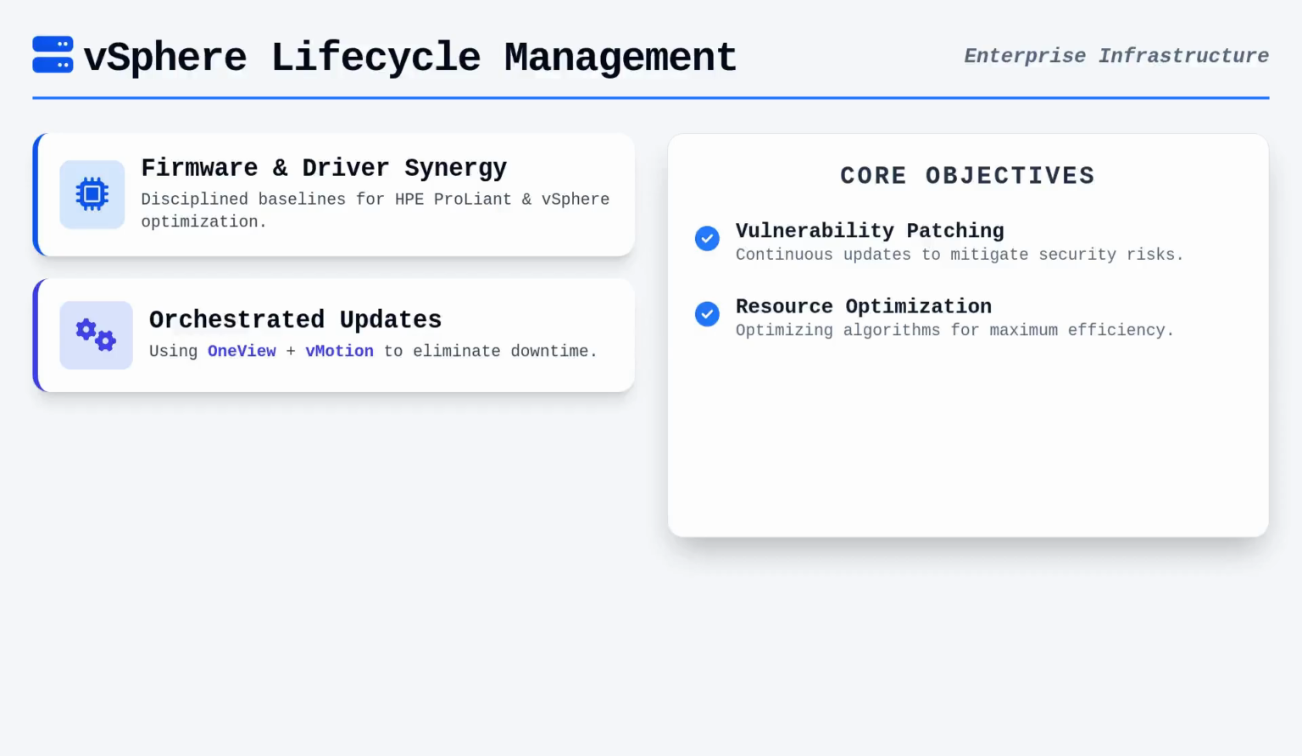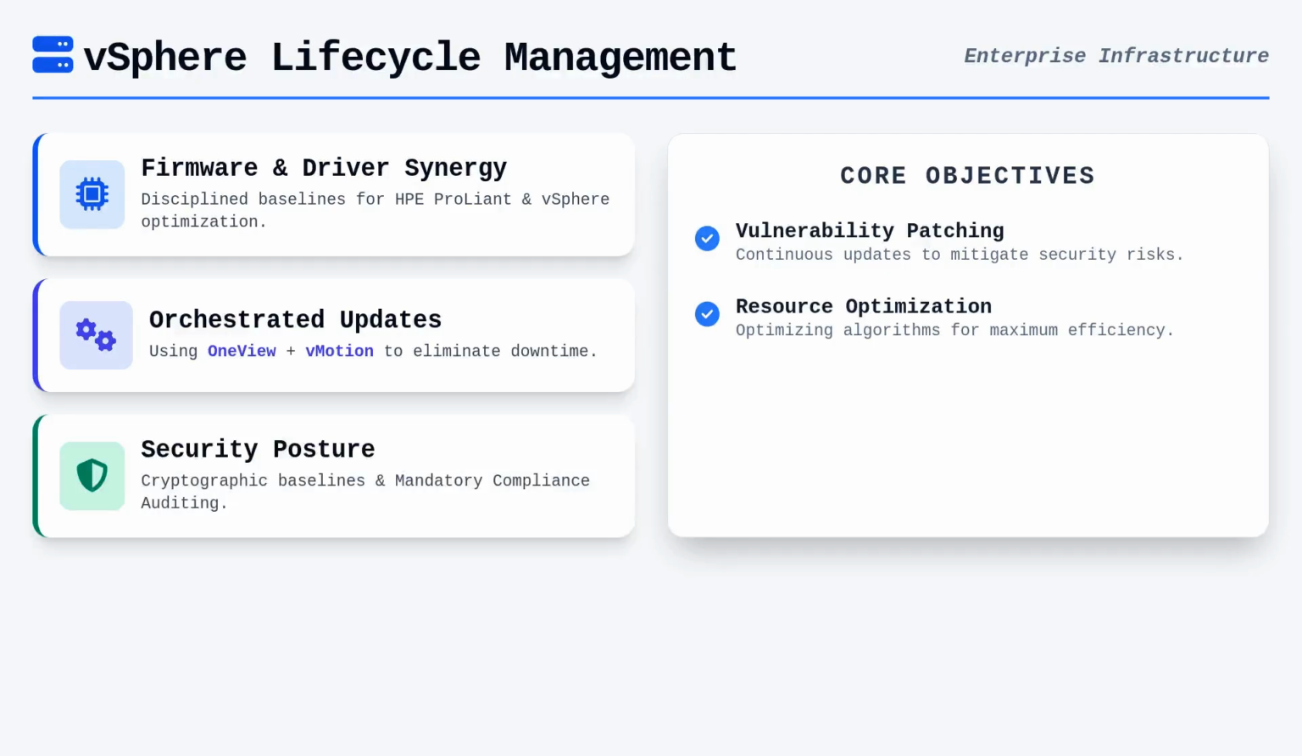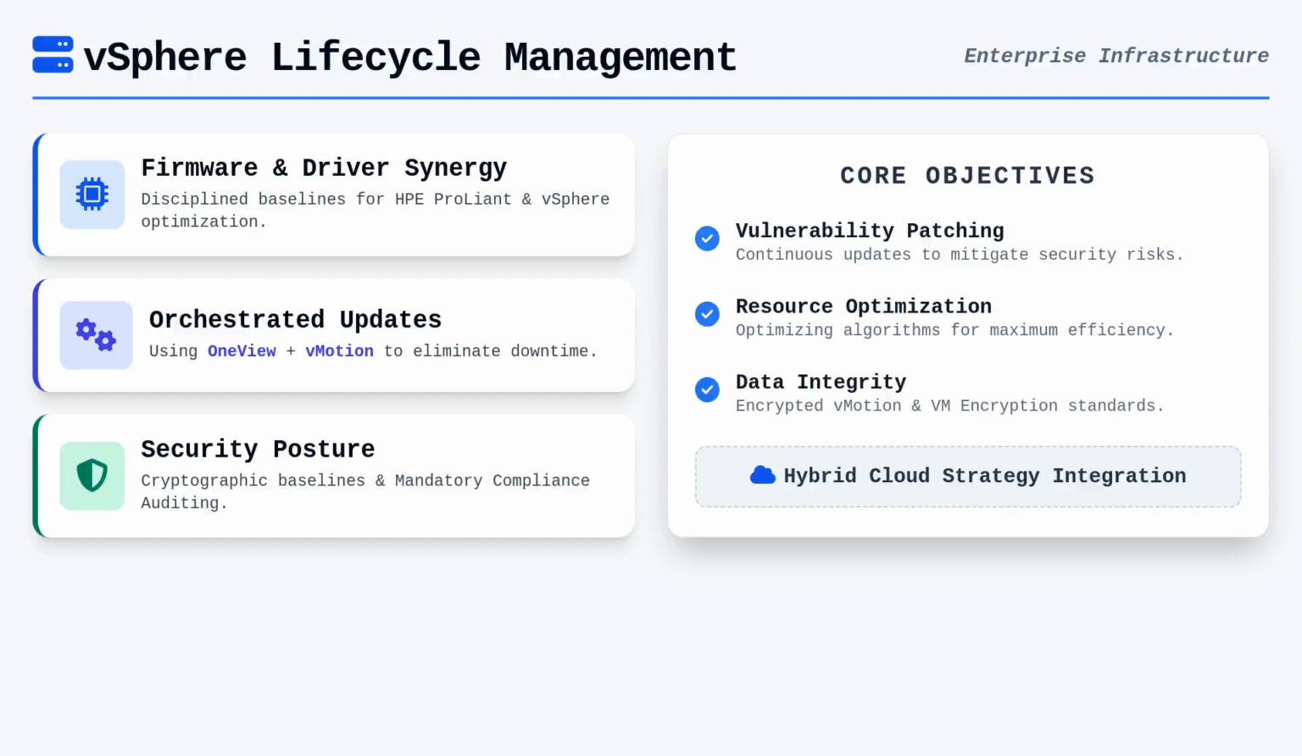This often involves orchestrating vMotion events to move virtual machines to alternate hosts before a scheduled maintenance task takes place on the primary host. The cryptographic baselines, particularly regarding encrypted vMotion and virtual machine encryption, represent the baseline security posture for any enterprise deployment. Failure to maintain these standards can result in data exposure or compromised integrity, which is why compliance auditing within the management console is a mandatory practice for architects. By internalizing these requirements, you ensure that your virtualization layer remains a robust participant in your overall hybrid cloud strategy.